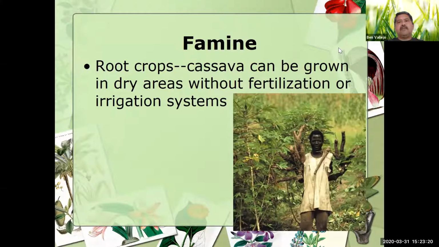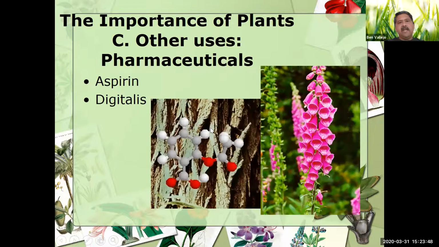Now, really what we should be concentrating on is solving world hunger. And there are famines. There are parts of the world that don't get enough water, that don't get enough rain from the skies, don't have enough clean drinking water. So in many countries, root crops are good choices, like cassava. Cassava can be grown in dry areas without fertilization or irrigation systems.